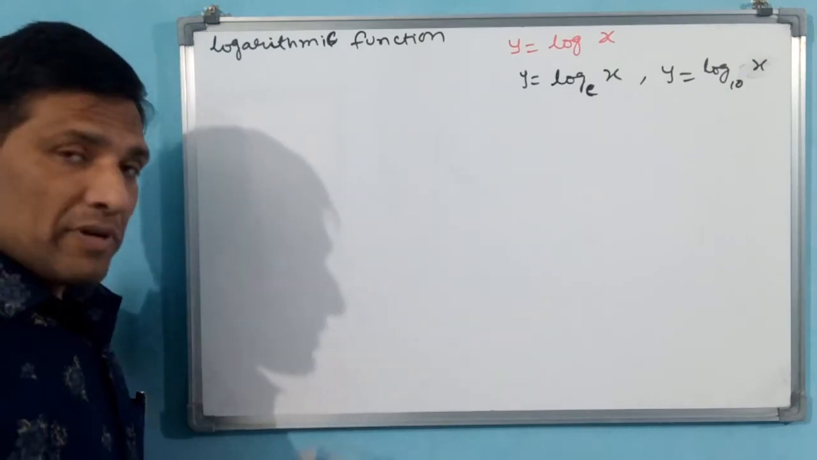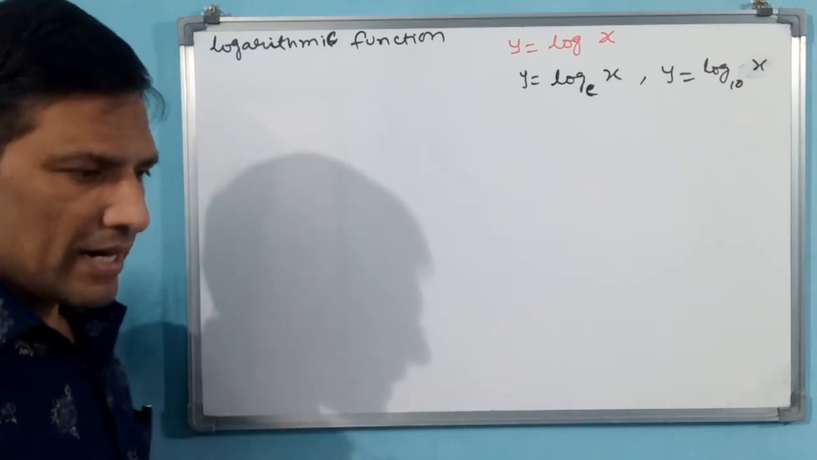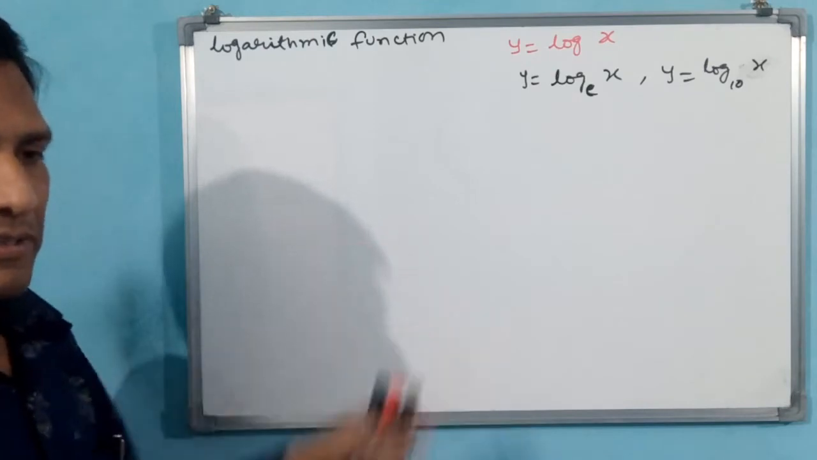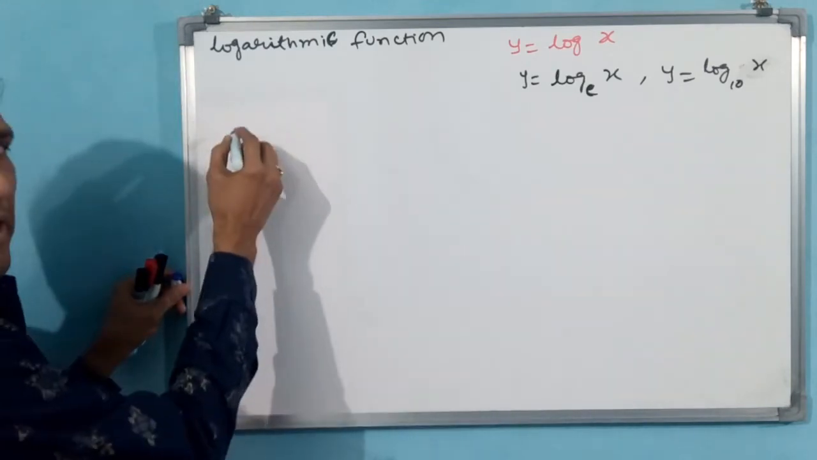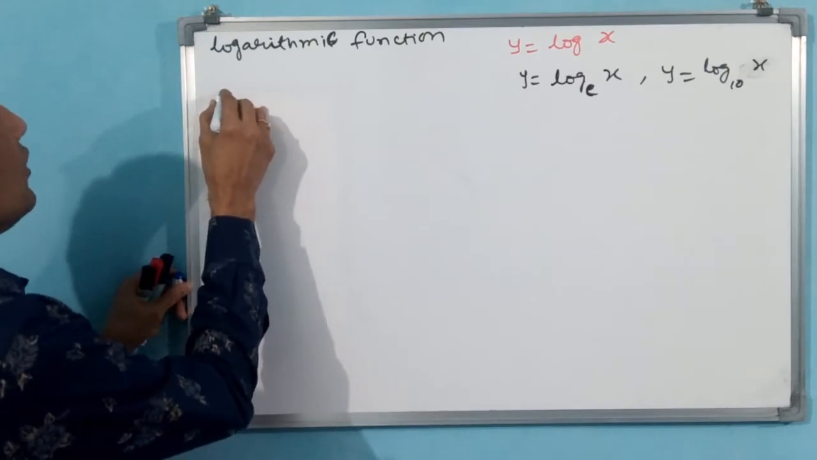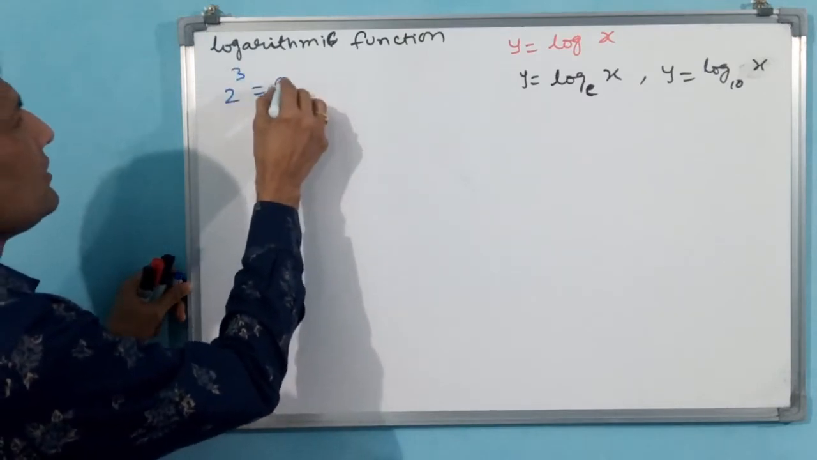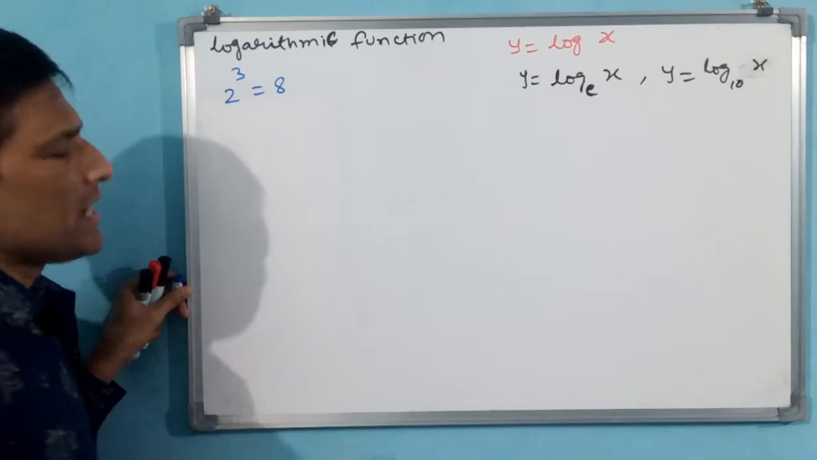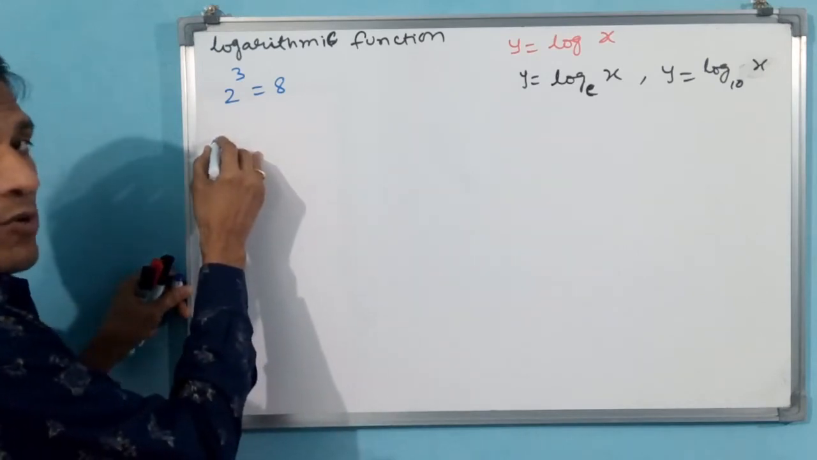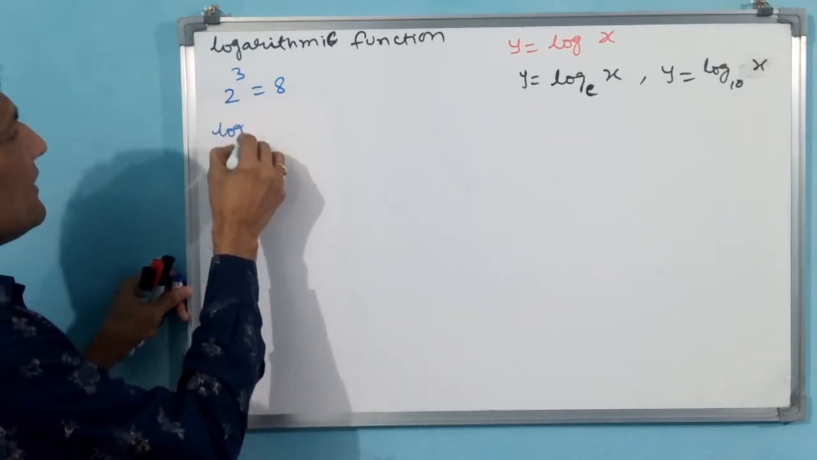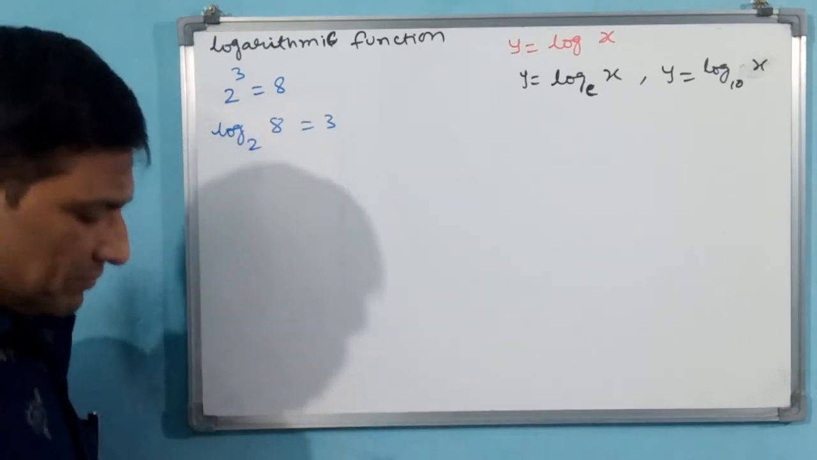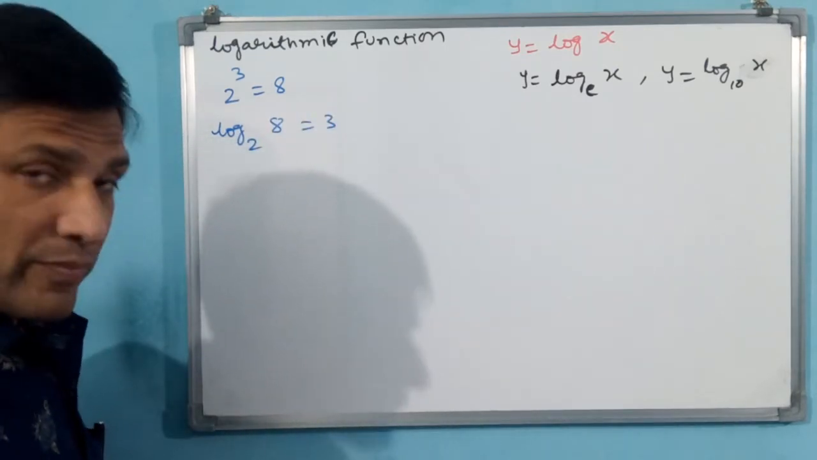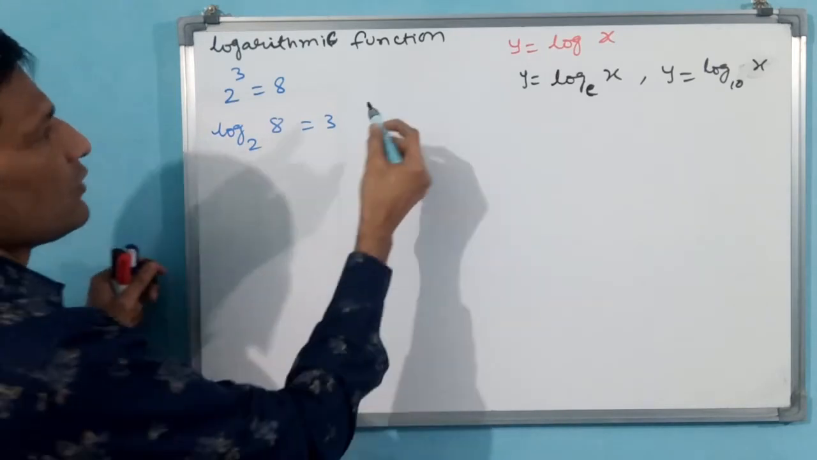Now we will understand what is a logarithmic function and the relation between our exponential function and this will come. Okay, you see, I am writing something here. Say 2 power 3 is equal to 8. Is it correct? 2 cube is 8. Now we can write this like this. Log 8 to the base 2 is equal to 3. Vice versa, I am writing here also, you see.